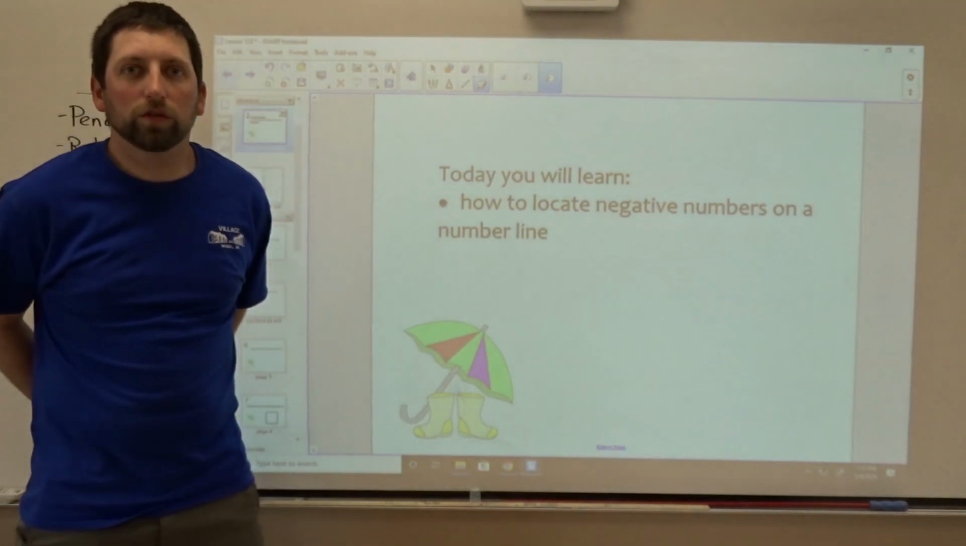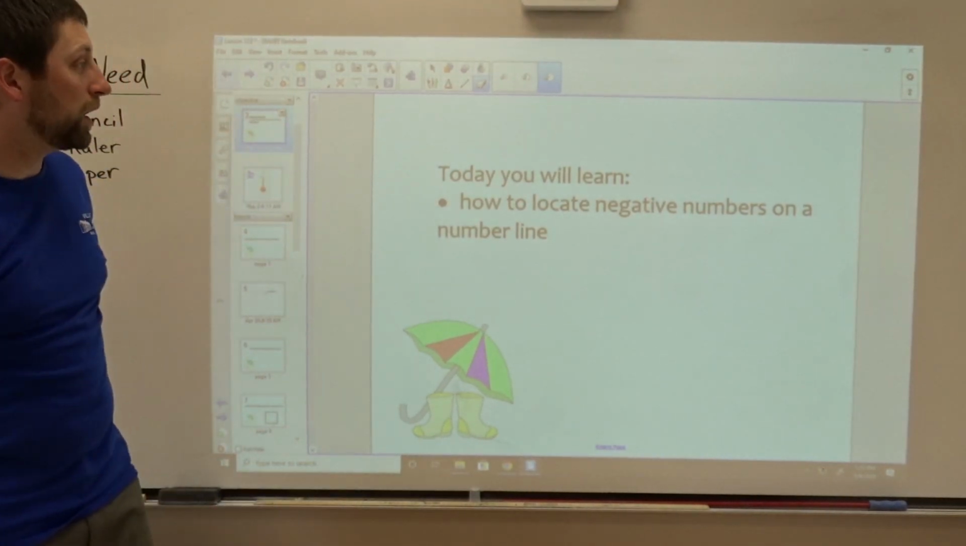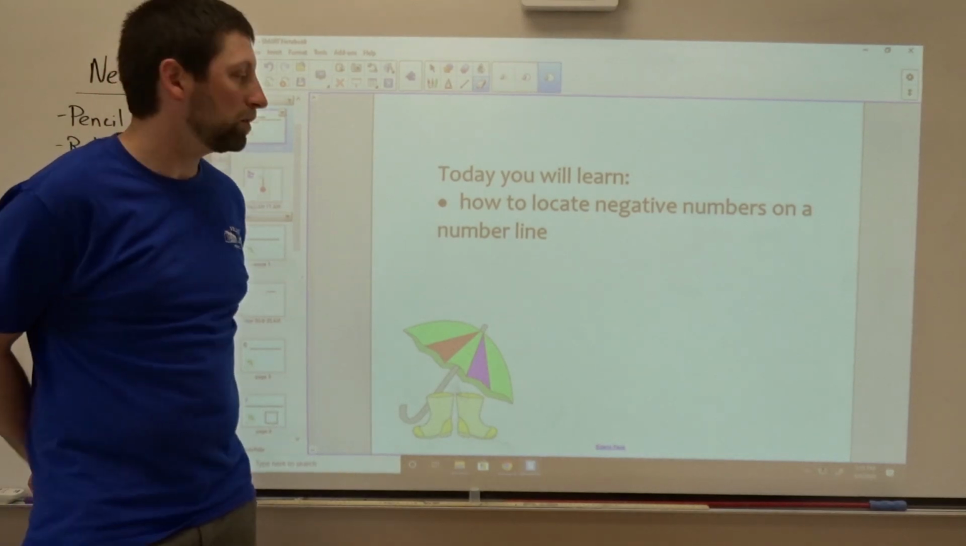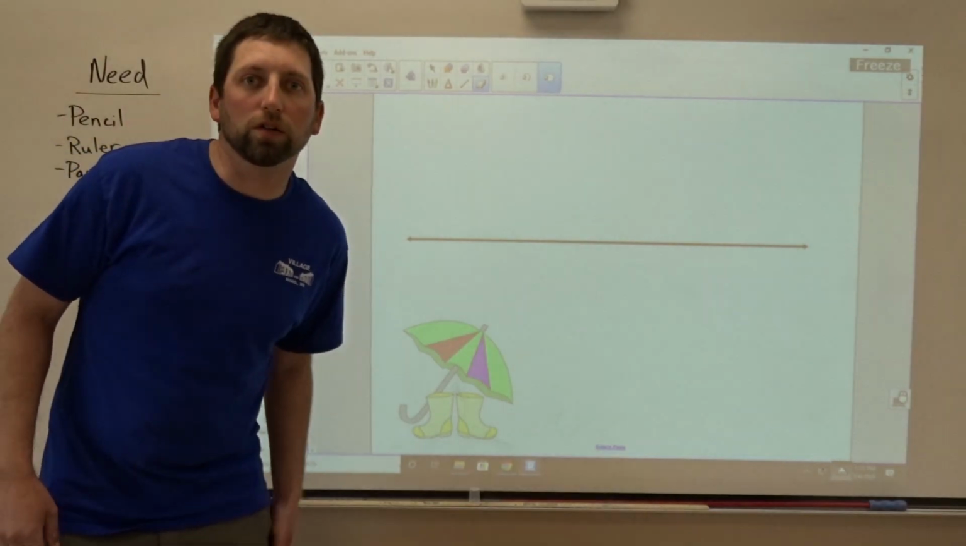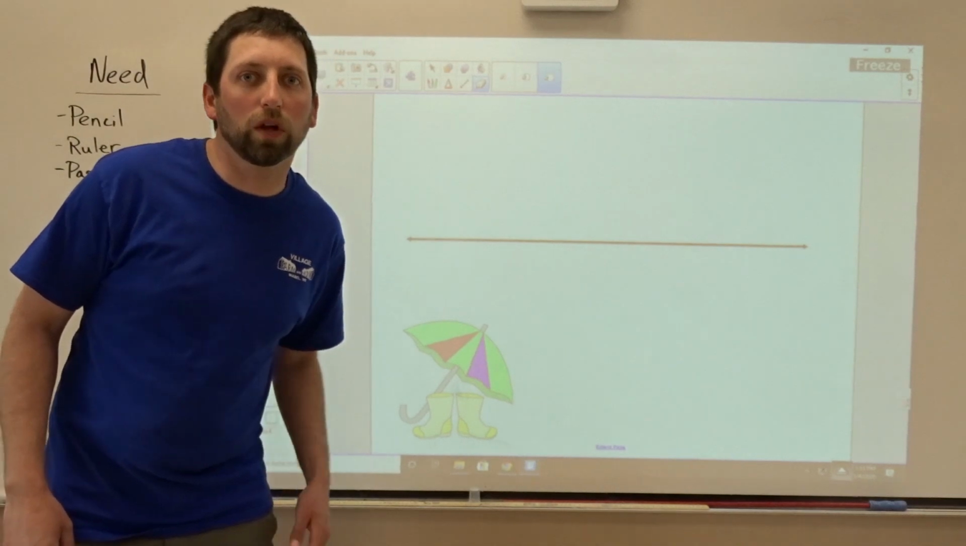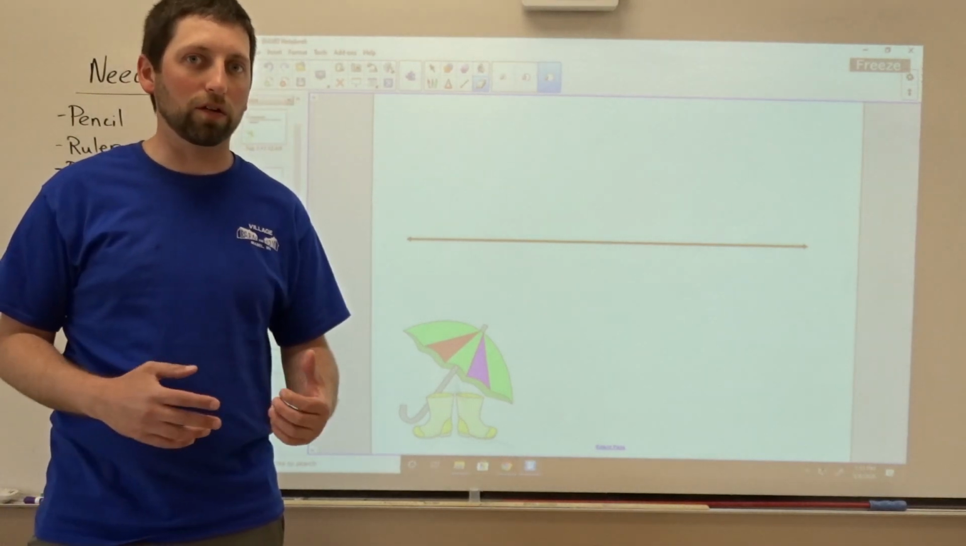Hi third graders, welcome to today's lesson on how to locate negative numbers on a number line. In today's lesson I'll show you how to draw two different number lines here. One will have a scale of 1, the next one will have a scale of 2.